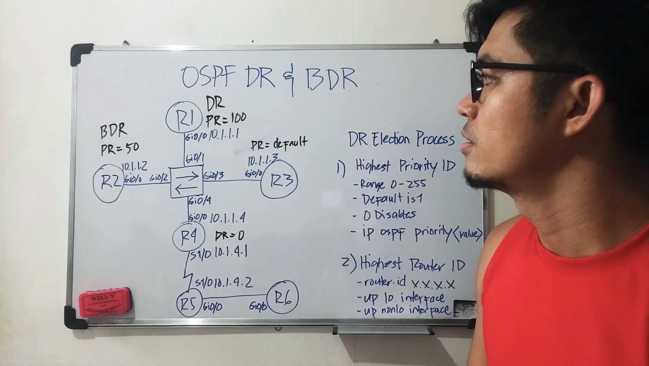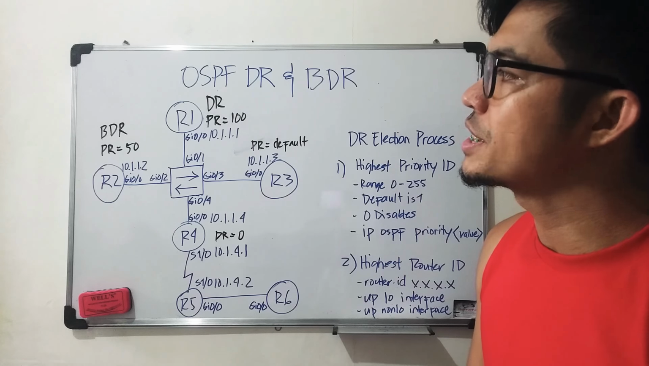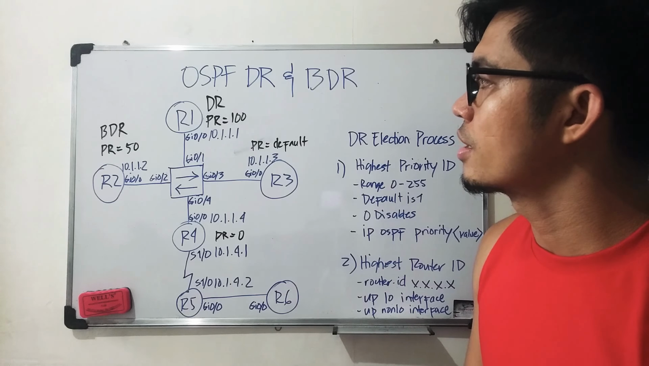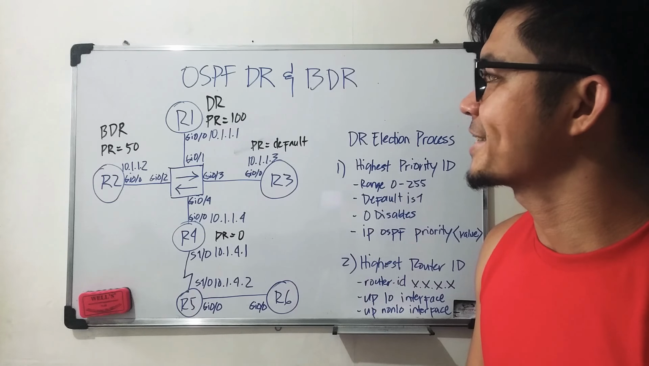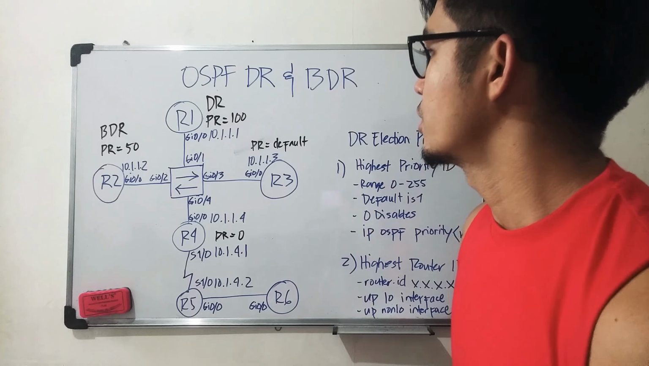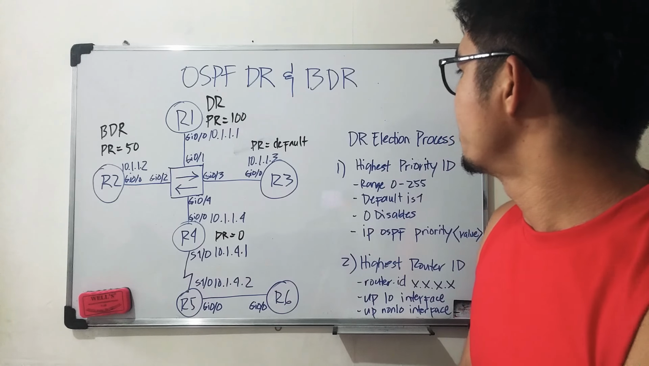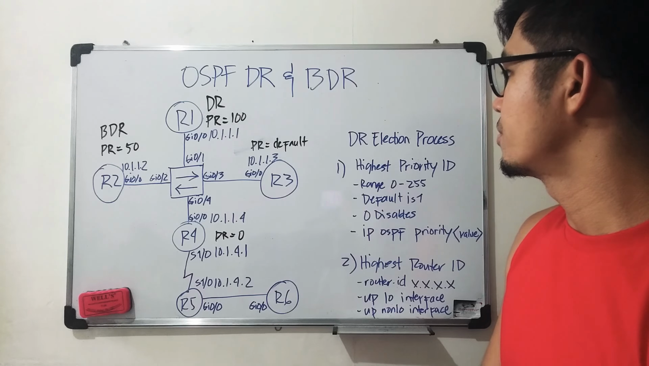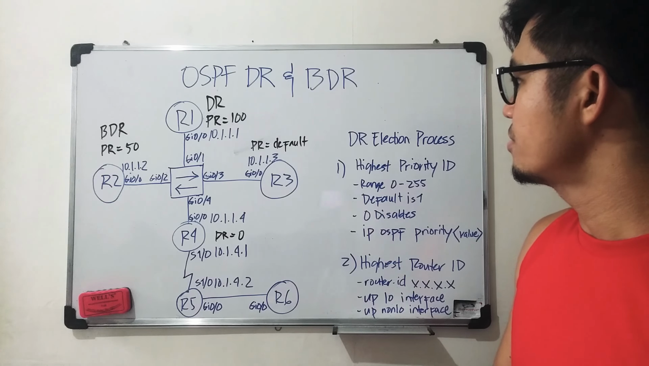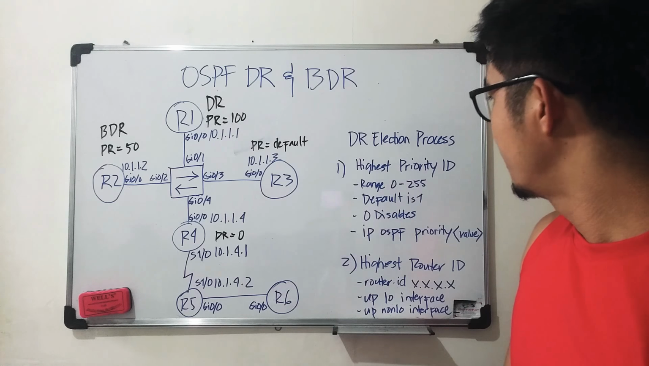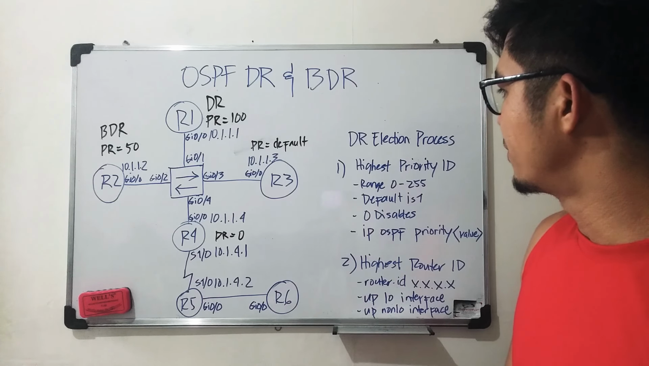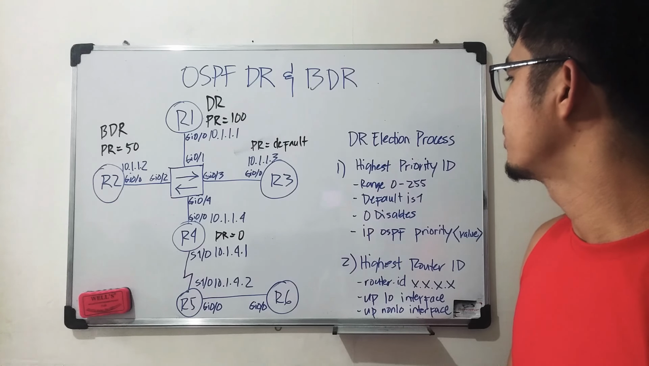So here, since this is a multi-access network, DR and BDR routers will be elected, usually are elected. So how are DRs elected? As you can see here, I've written the DR election process.